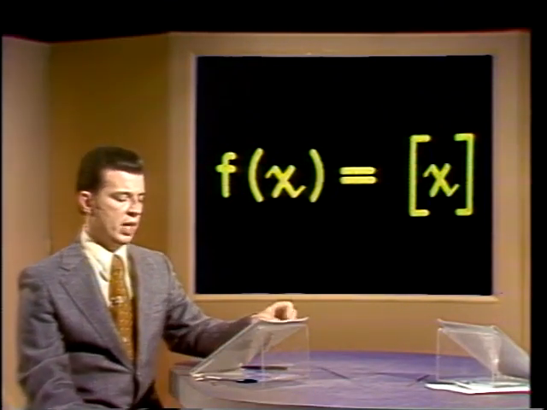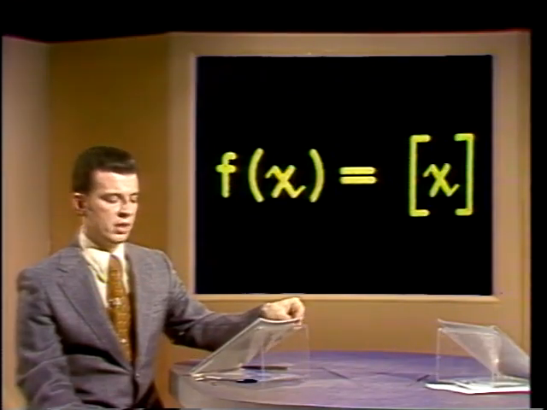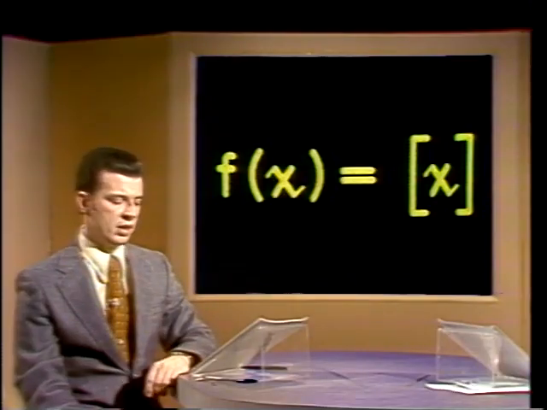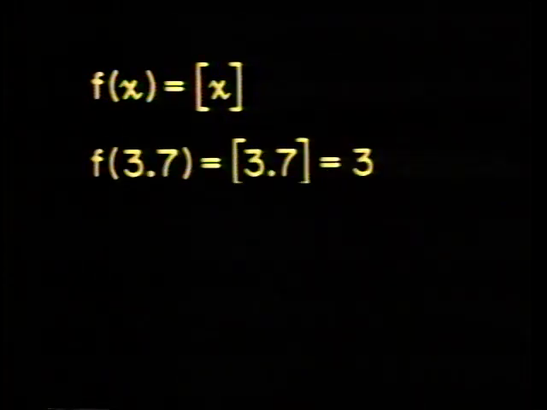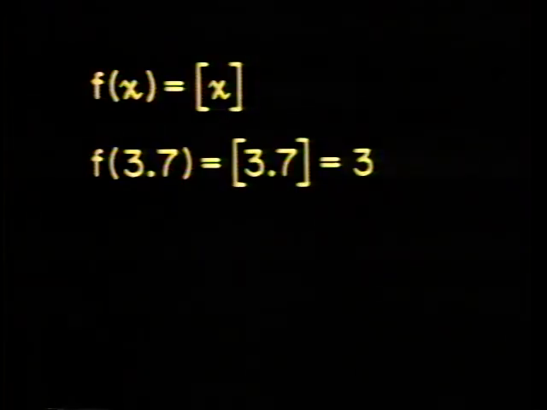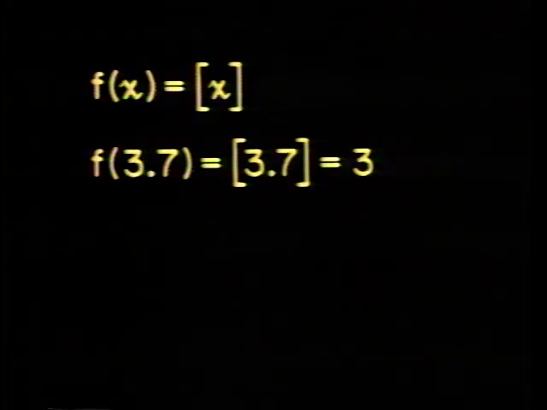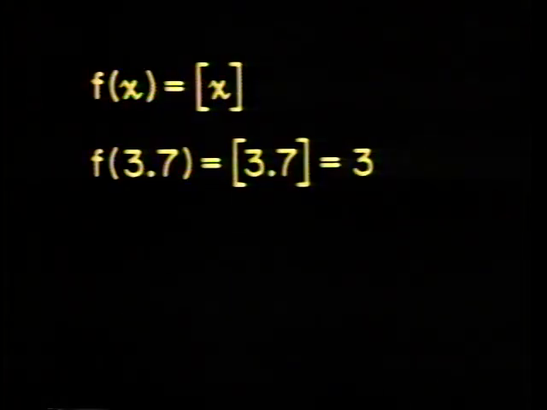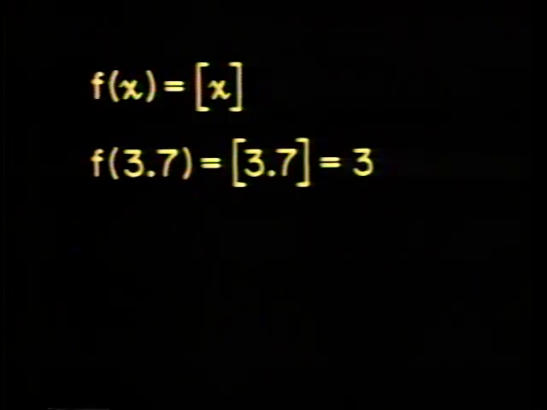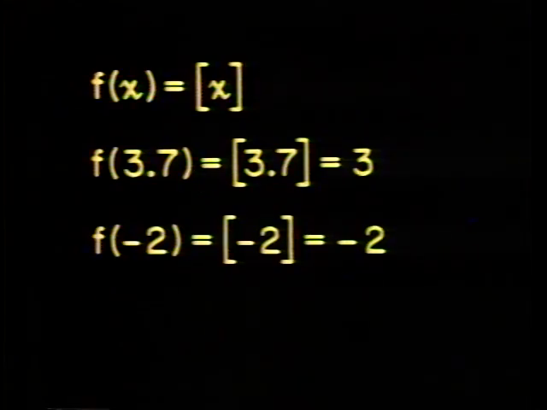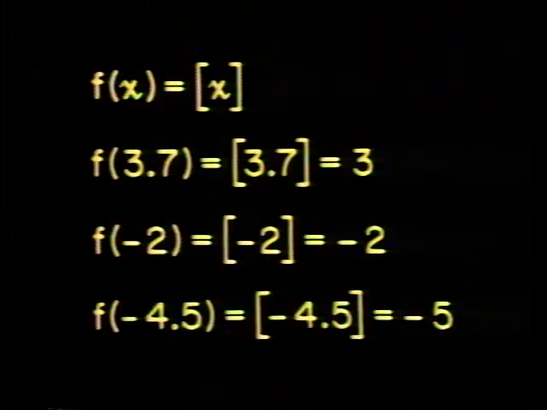For any real number x, the value of the greatest integer function is the largest integer equal to or less than x. For example, f at 3.7 equals the largest integer equal to or less than 3.7, that is 3. F at negative 2 equals simply negative 2. And f at negative 4.5 equals negative 5.